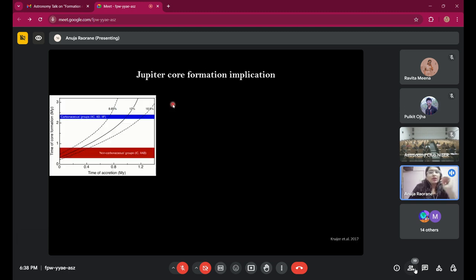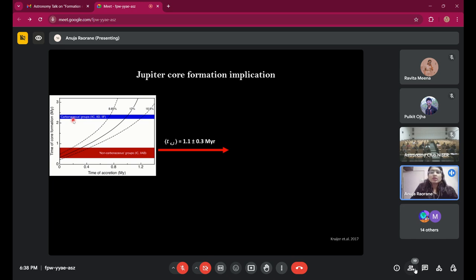Jupiter co-formation implication. This one has been taken from Kruger et al.'s paper in 2017. They had measured the accretion time, or the formation time, of these two groups, the non-carbonaceous group, the red group that we saw, and the carbonaceous group. We can see that the non-carbonaceous groups formed before 1 million years, while the carbonaceous groups formed after 2 million years. And when did our Jupiter co-form? It was around 1.1 million years.